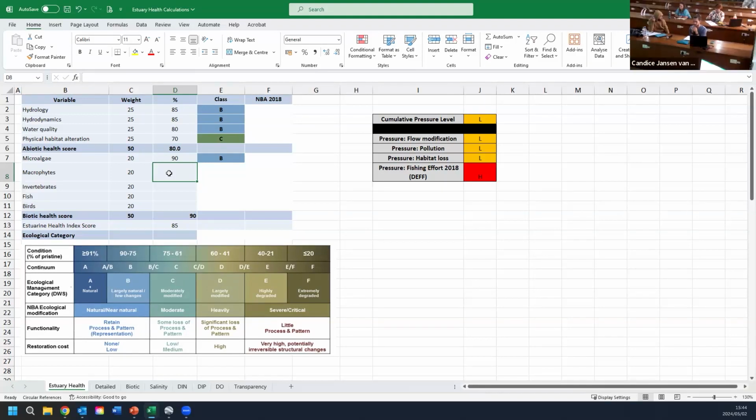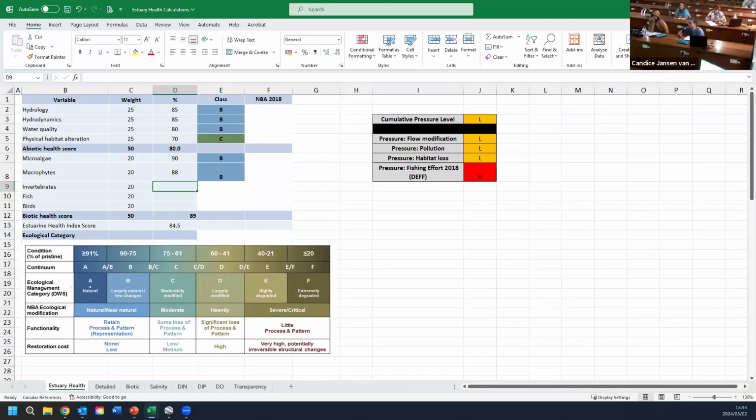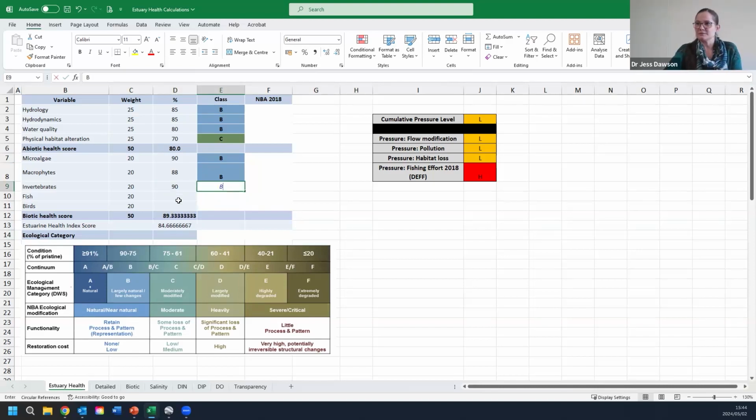I believe it's very high, so probably say 88. 88. Okay. Invertebrates. So these are the critters that live in the sediment. It should also be quite high, so I guess we can just go for 90 again. Okay, 90. We're sticking with the Bs.